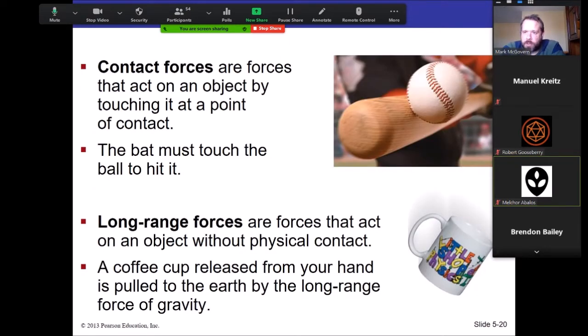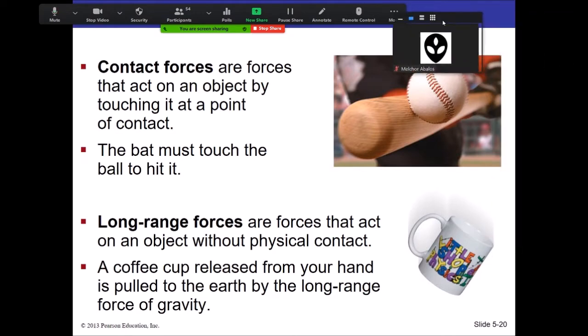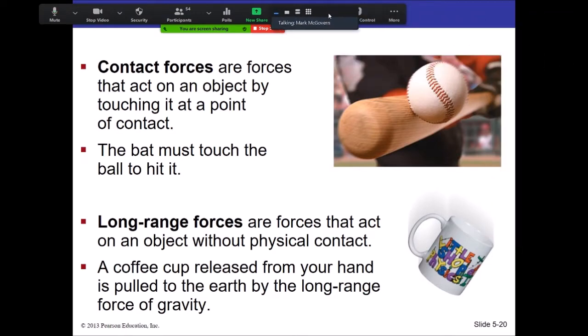There's different types of forces we're going to work with. The vast majority of forces are contact forces, meaning you have to touch for the force to take place. And there are some long-range forces, forces that don't need contact for the force to occur. Now, in this class, there are only really two forces that we would ever consider to be long range, and we really only deal with one of them.